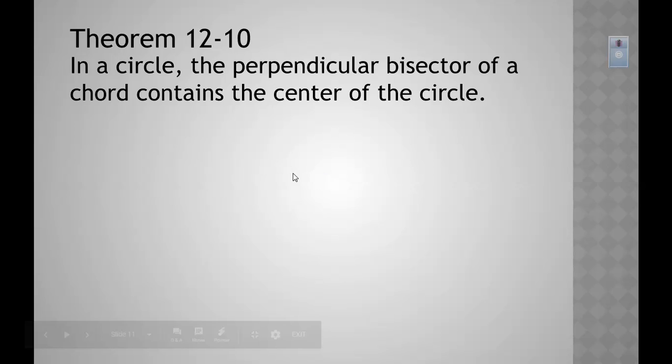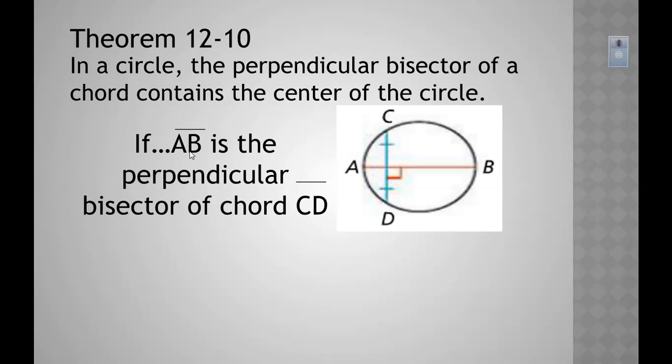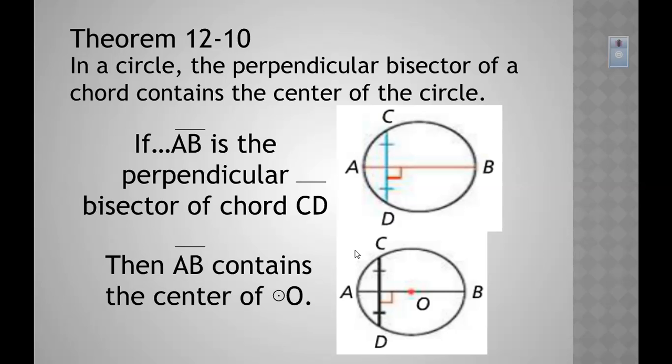In theorem 12.10, in a circle, the perpendicular bisector of the chord contains the center of the circle. If AB is the perpendicular bisector of chord CD, so if we have two lines that intersect, one of them is a chord, they're perpendicular to one another, and it bisects it, then this segment right here has to be the diameter because it will contain the center.